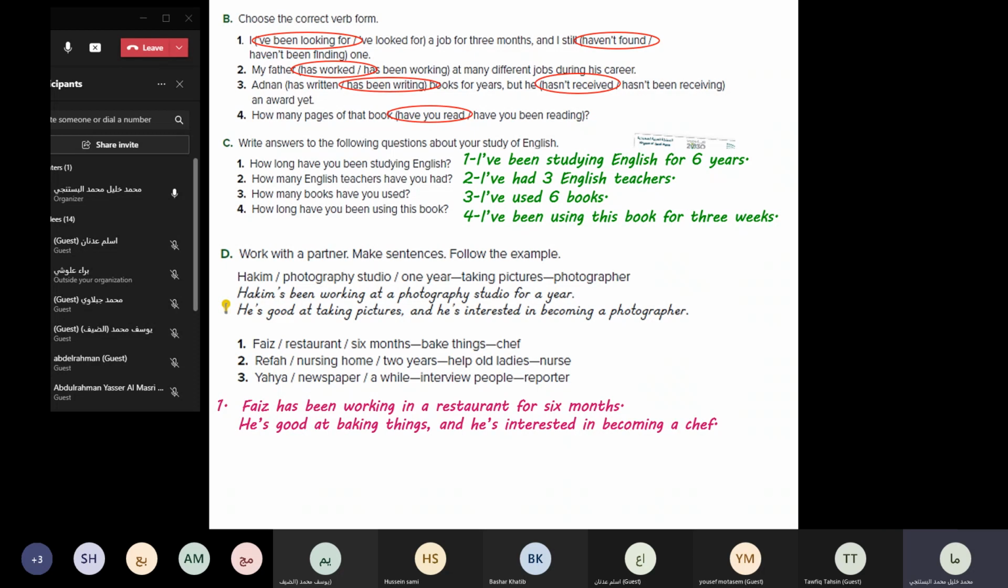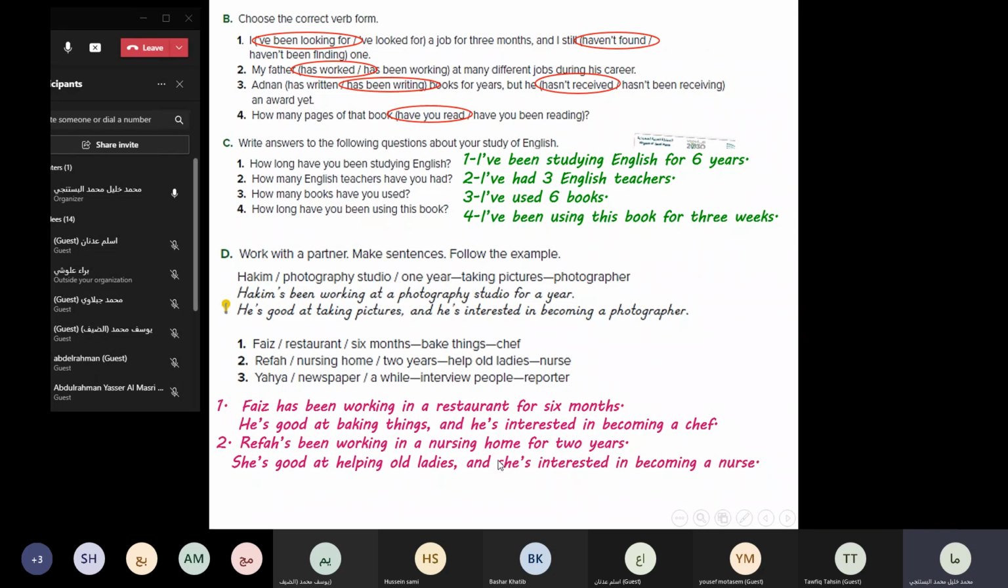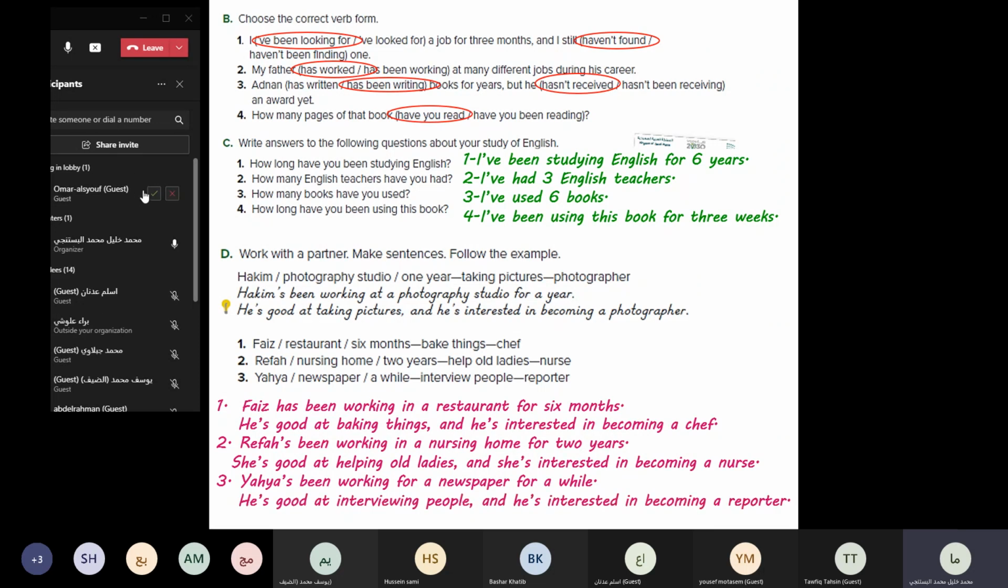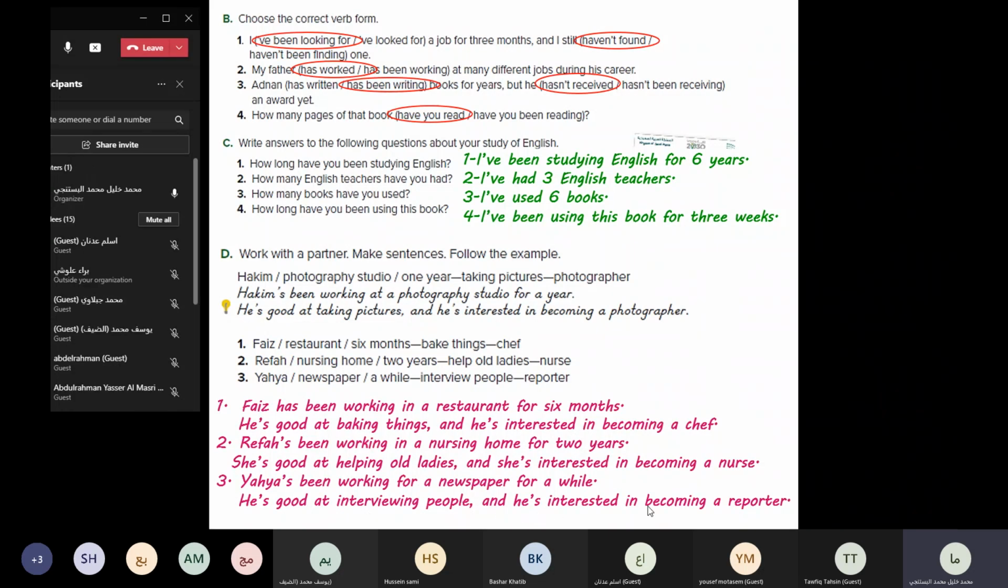Number 2. Ahmed. Rahaf has been working in a nursing home for 2 years. She helped already and she's interested in nursing. Good. She's good at helping elderly ladies, and she's interested in becoming a nurse. The last one. Yes. Go ahead. Yahya has been working for a newspaper for a while. He is good at what? He is good at interviewing people, and he is interested in what? Becoming a reporter. Good. Thank you very much.